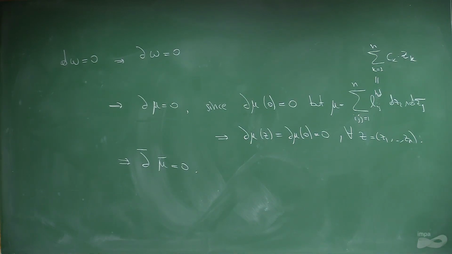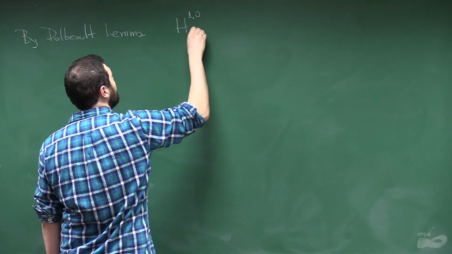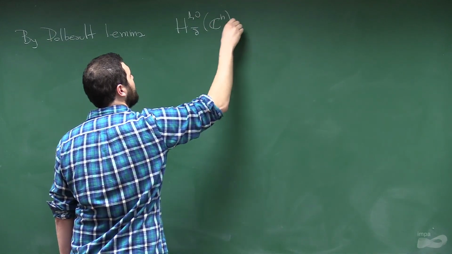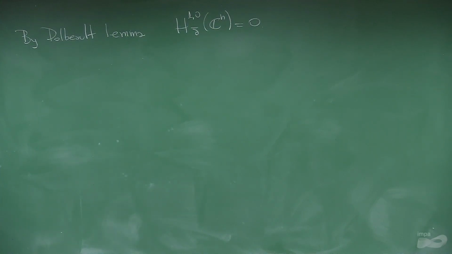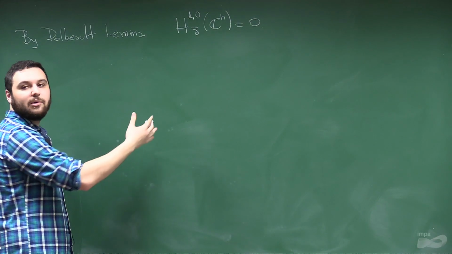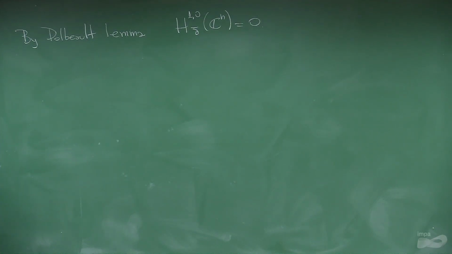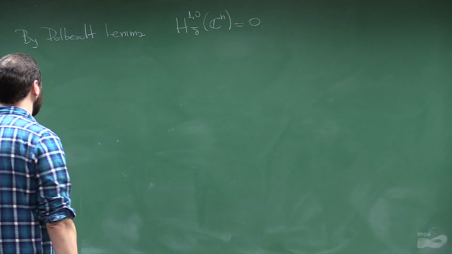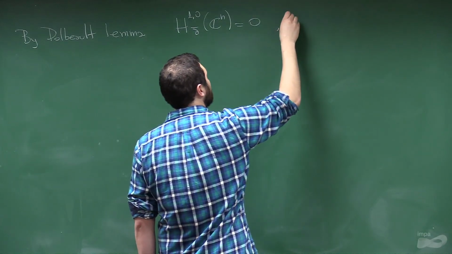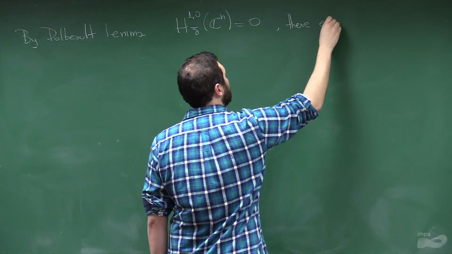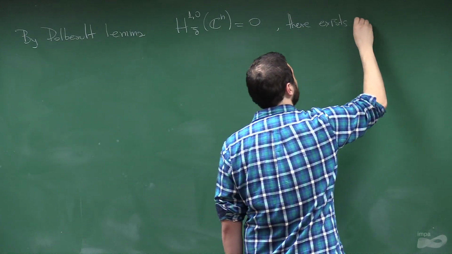Okay, so we know by the Dolbeault lemma that this H^{1,0} of Cn is 0. This is the Dolbeault lemma, and I think you should have seen it in the complex geometry course. It is like the Poincaré lemma, but for Dolbeault cohomology. So by the Dolbeault lemma, we know that there exists some B.